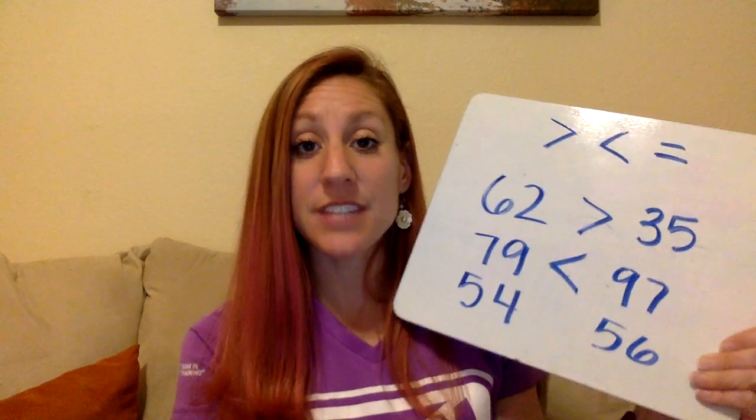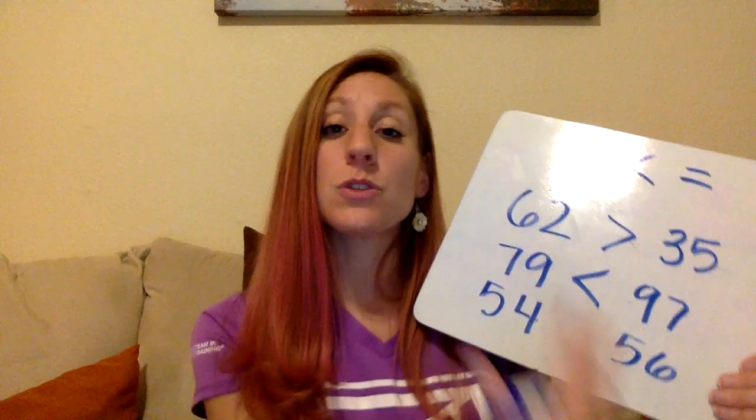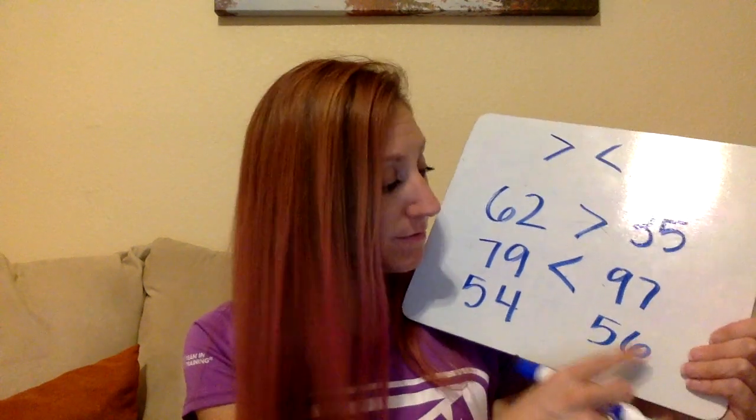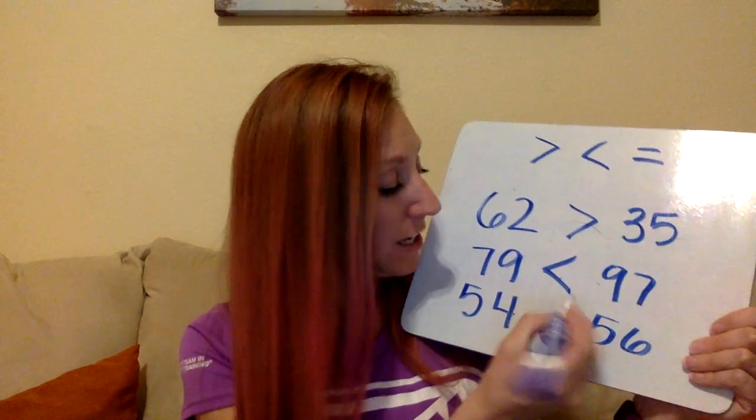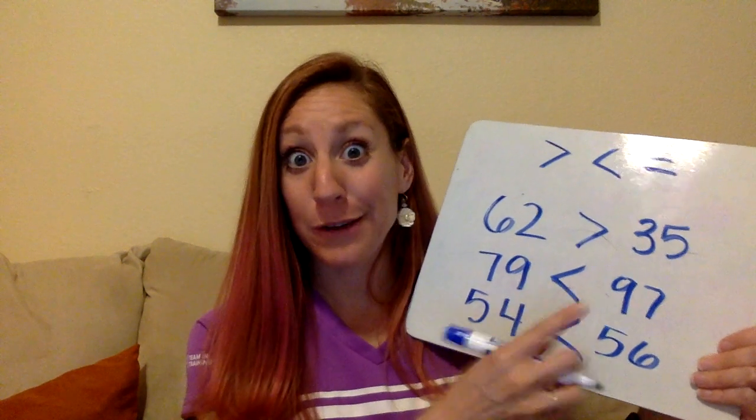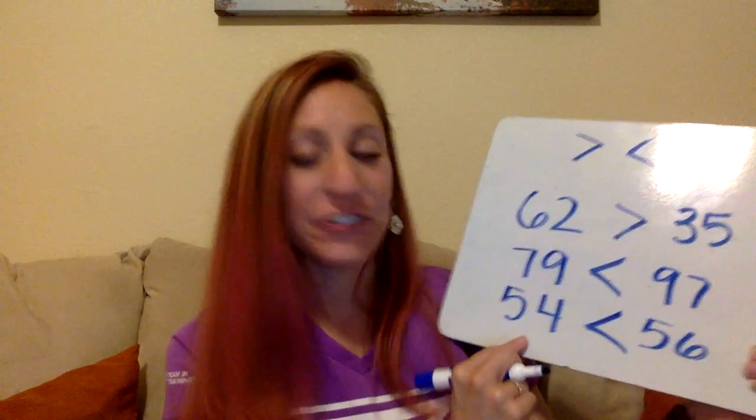54, 56. We have the same number of tens here. So now I need to go to the ones and check. 4 ones, 6 ones. Which one's bigger? This one. So we're going to make that alligator mouth chomping over to the 56. 54 is less than 56. Okay, so use those tens and ones to help you compare the numbers. With our 2-digit numbers, we're going to start comparing with the tens first. And then if the tens are the same, we go to the ones. But if you can compare straight from the tens, you're done.